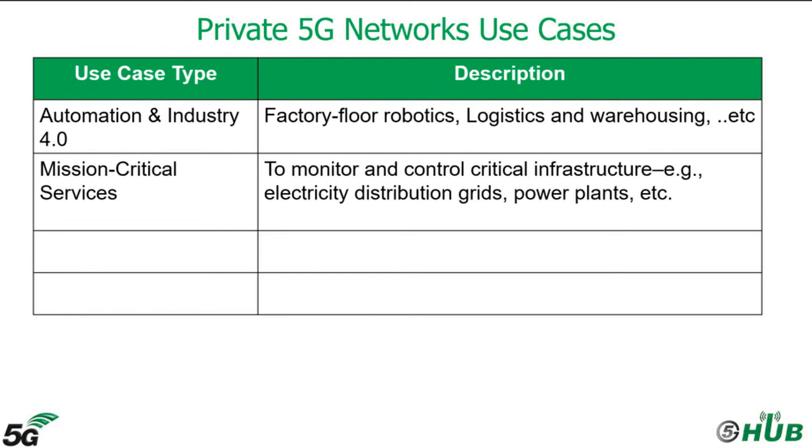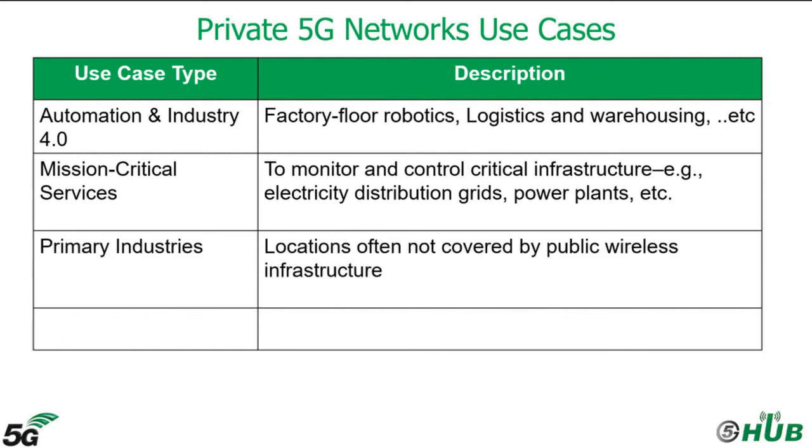The third one is primary industries, so here like locations not covered by public wireless infrastructure, a very diverse sector from mining to agriculture, making increasing use of automated machines that often require equipment with good link budget for low density and large range coverage, for example.